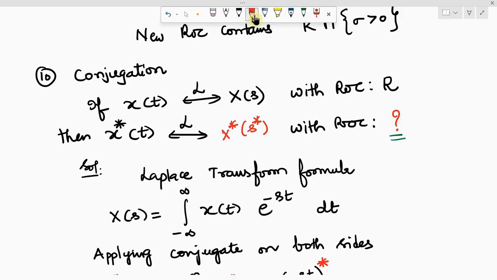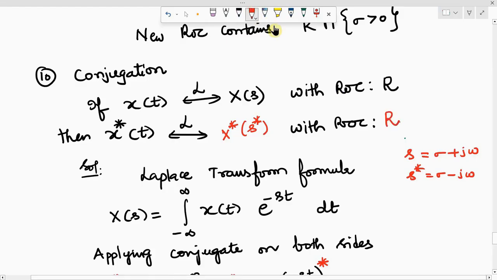So there is no change in the real part of s. Correct. So s is sigma plus j omega, and s conjugate is sigma minus j omega. Since the ROC depends only on the real part, even though we have a conjugate here, sigma doesn't change. Therefore, the ROC remains the same, R. Good. This is all because of no change in sigma.